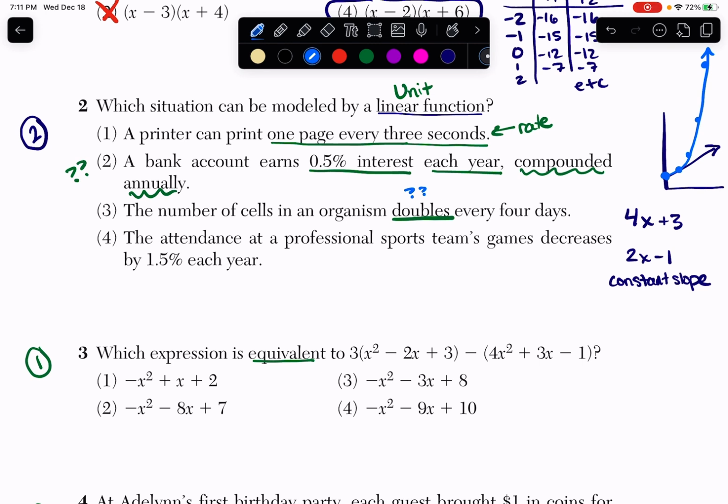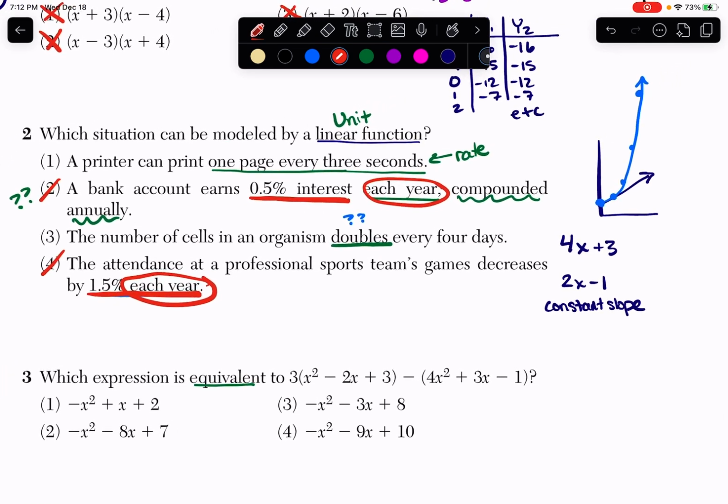And then number 4, attendance at a professional sports team's game decreases by 1.5% each year. So here's another extra hint in terms of problem solving. I only have one answer choice, but I have 2 options that are both percent change each year. So if we're looking for what's different, I'm pretty sure it can't be 2 or 4, because both of those have percent change every year, and we only have one correct answer. So I'm going to get rid of 2 and 4. And then between 1 and 3, they are both tempting.